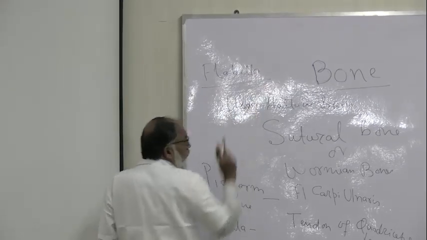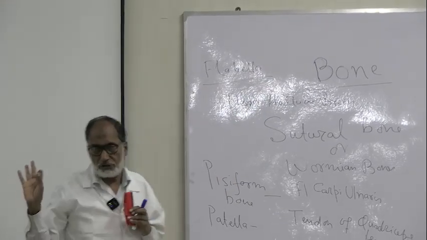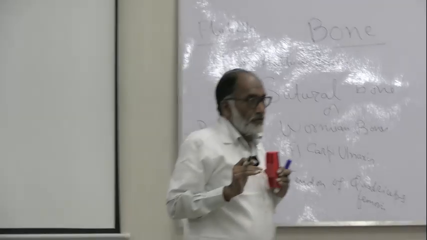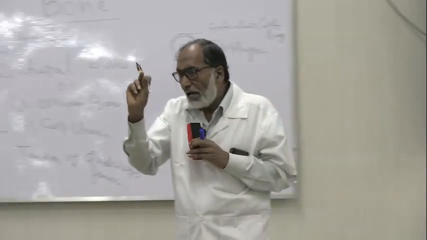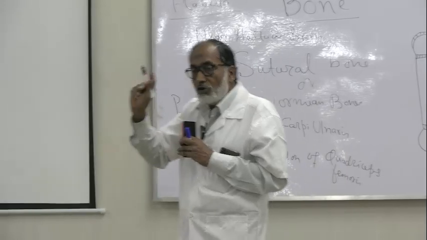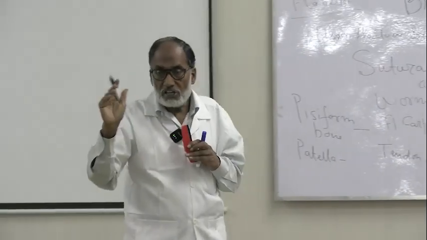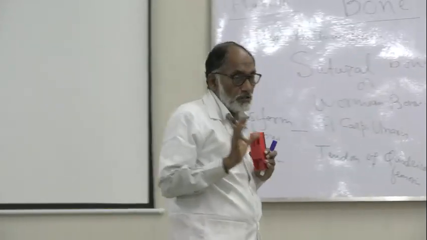It is a sesamoid bone. It develops in the lateral head of the gastrocnemius. Another sesamoid bone is known as Ryder's bone, which develops in the adductor longus muscle.